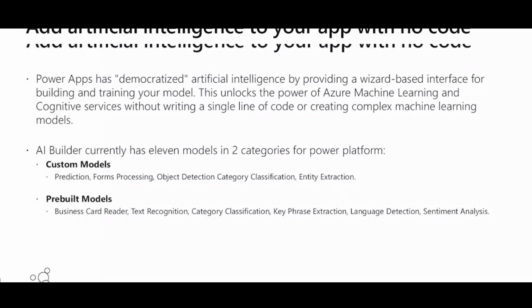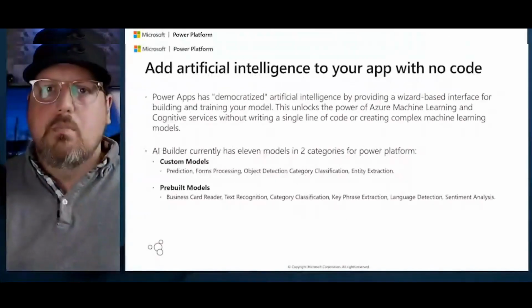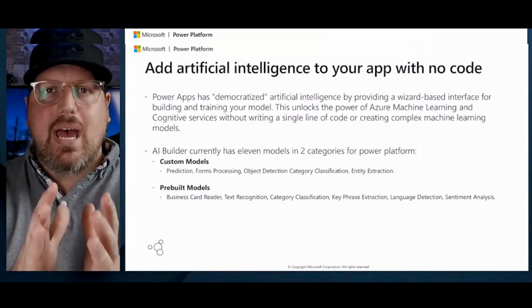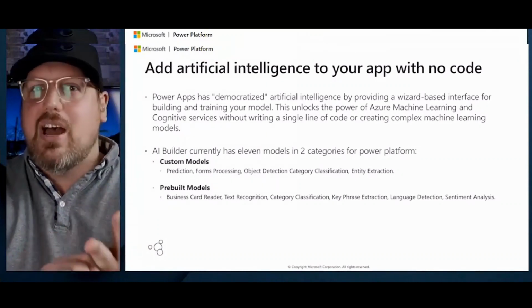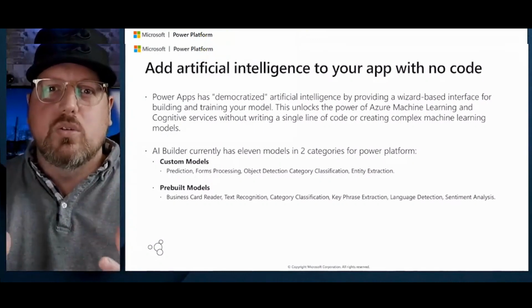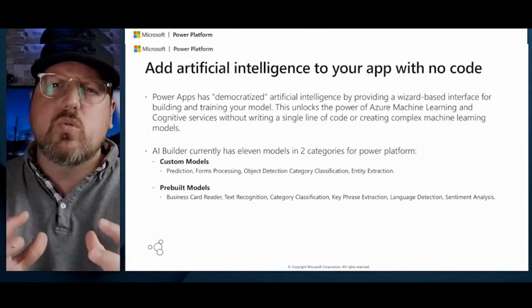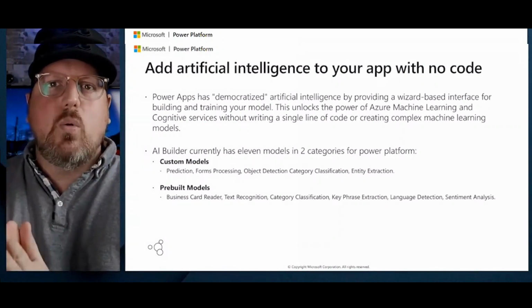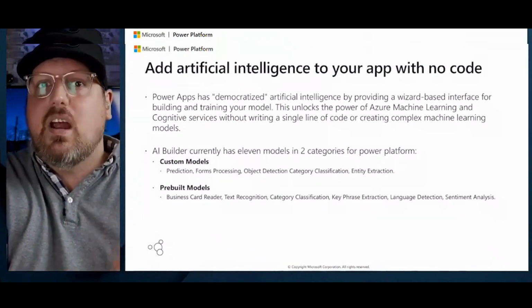So when it's time to add artificial intelligence to your app with no code, we have a tool we call AI Builder. Power Apps has democratized artificial intelligence by providing a wizard-based interface for building and training your model, and it unlocks the power of Azure Machine Learning and cognitive services without writing a single line of code or creating complex machine learning models. But not only that, because when you do AI on Azure, you need an Azure subscription, you need an Azure dashboard, you need all the right security roles just to access it. And then you need to create resource groups and do a ton of management that we, with the AI Builder side of it, take care of for you.